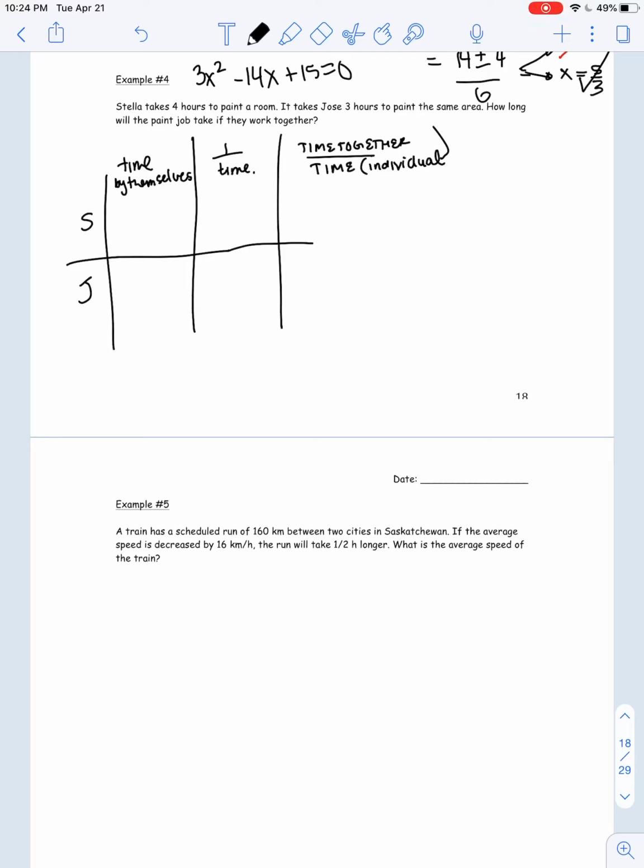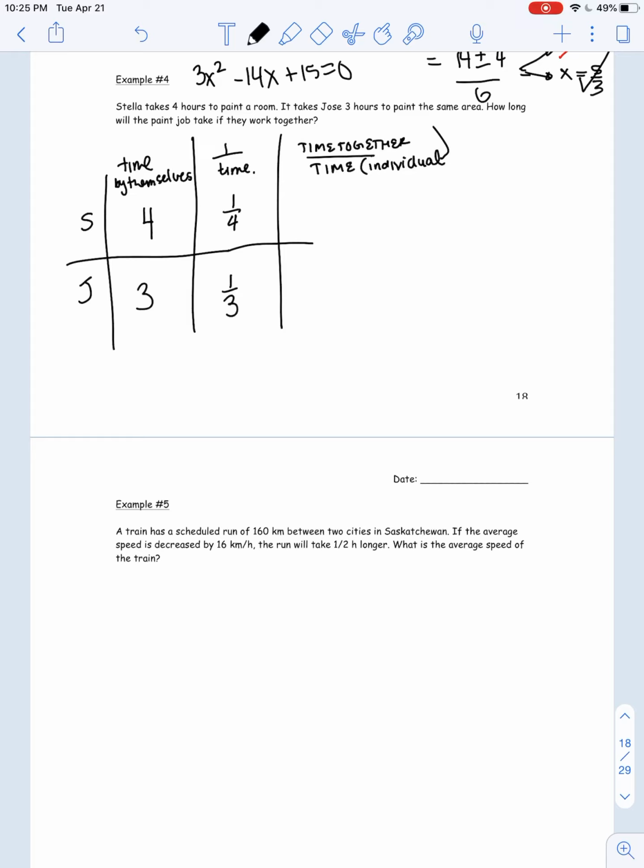Okay, so time by themselves. Stella takes 4 hours to paint the bedroom, so you're going to put 4, and that's in hours. Jose takes 3 hours to paint the same area on his own, so 3 goes there. We know that this would be 1/4, so they can finish 1/4 of the job if you give them 1 hour. That's what that's saying. And Jose can finish 1/3 of the painting job, meaning 1/3 of the room, in 1 hour. And then the time together.